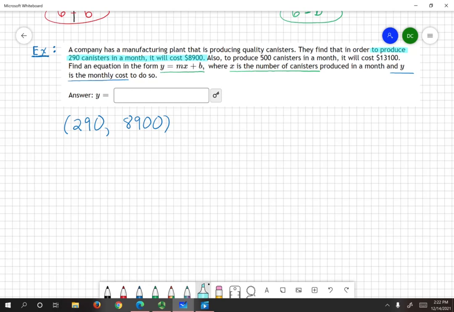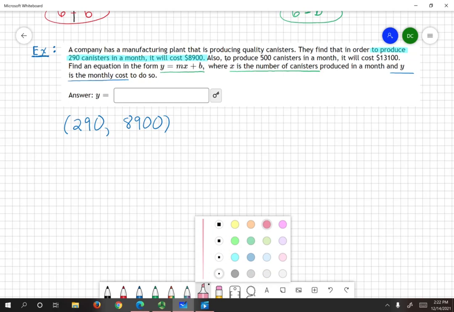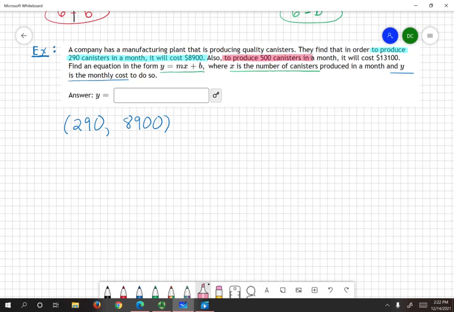So now let's do the next ordered pair. The next ordered pair says to produce 500 canisters in a month, it's going to cost $13,100. So my next ordered pair is 500 canisters, $13,100. I have 2 ordered pairs.